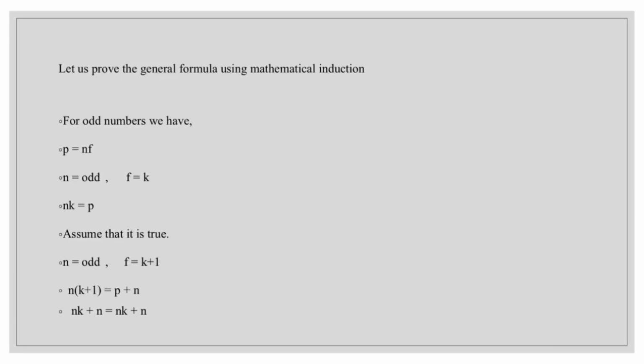So let N is equal to odd number and let F is equal to K plus 1. Then substitute the value of F, which is K plus 1. And then N times quantity K plus 1 is equal to P plus N. Then N times K plus N is equal to NK plus N. So, tama yung nakuha nating general formula for the polygon whose sides are odd numbers.